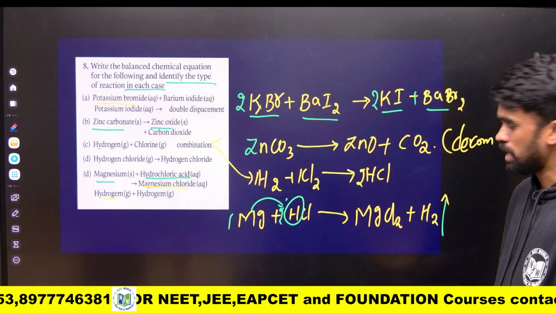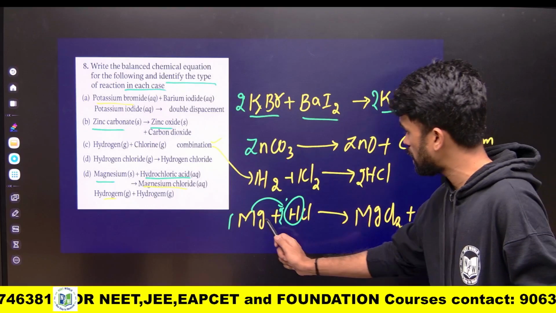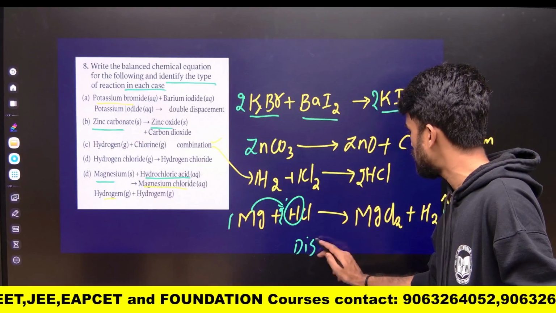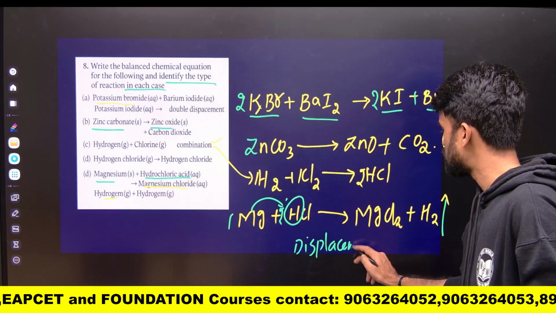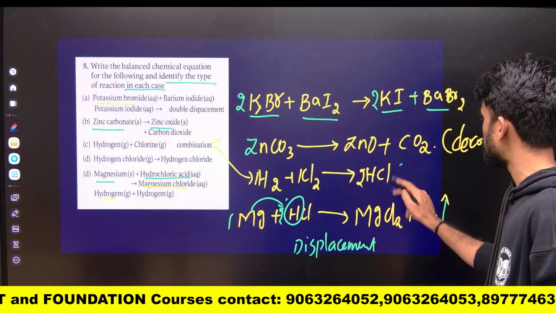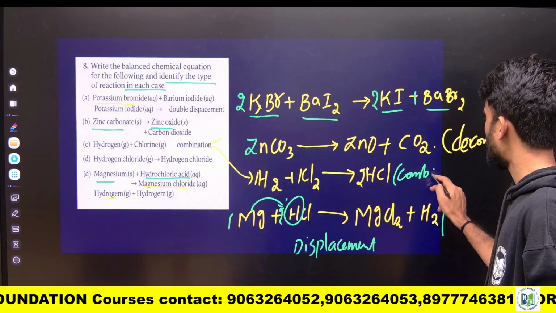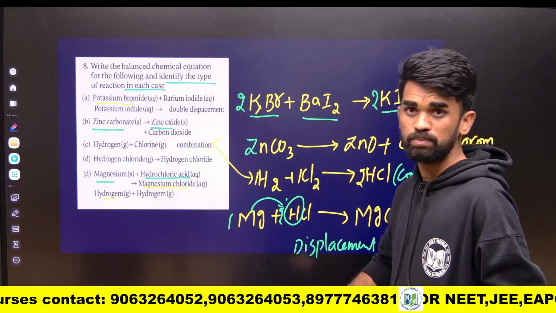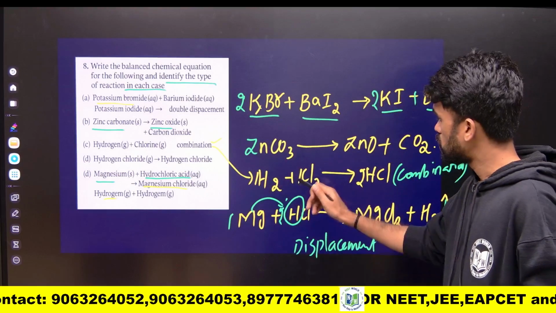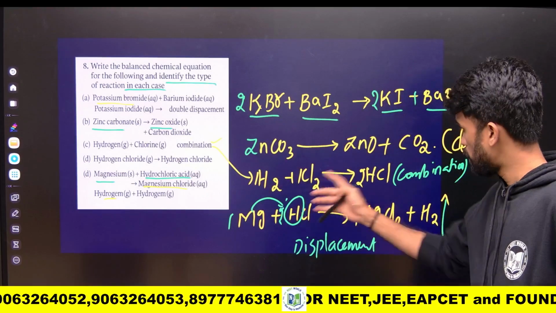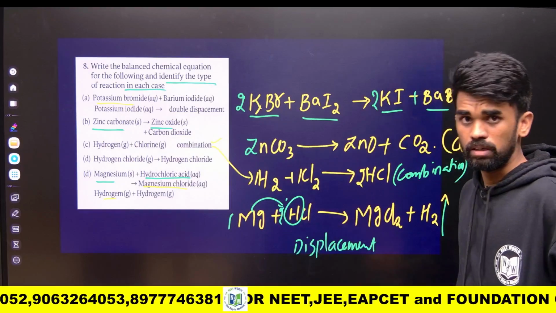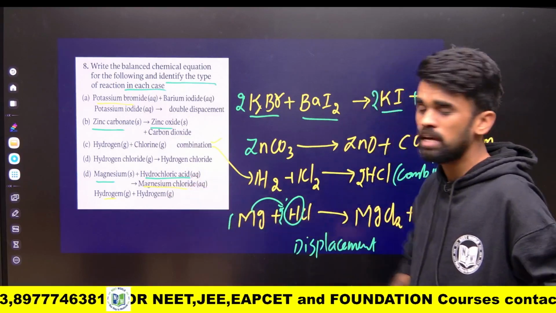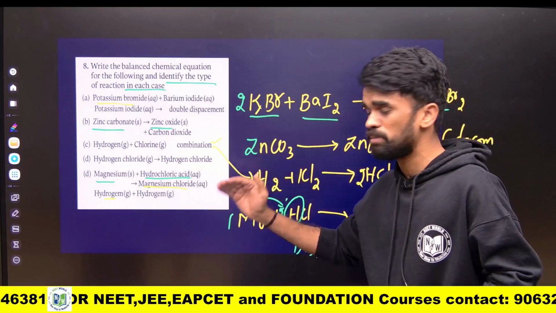Just look here, everything is balanced. So can I say magnesium displaced hydrogen, so we can say displacement reaction. What is this? This is a displacement reaction. This is what? Combination reaction. I hope everything is clear here now. First one is double displacement, second one is decomposition, third one is combination, fourth one is displacement. Magnesium displaced hydrogen from H plus in its solution.